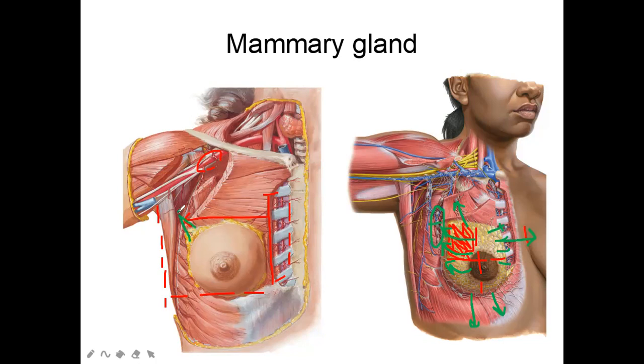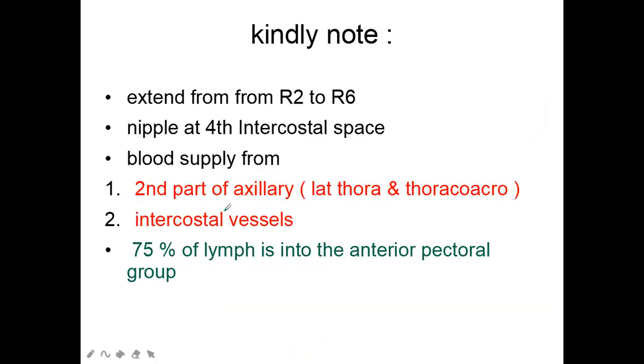Then you see that between the mammary gland and the pectoralis major, there is a space called the retromammary space. So remember, there is a space between the mammary gland and the pectoralis major. Right, so kindly note that the mammary gland extends from rib number 2 to rib number 6, and the nipple in males and females who haven't reached puberty is at the 4th intercostal space.